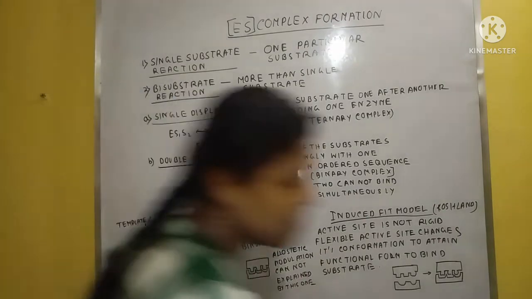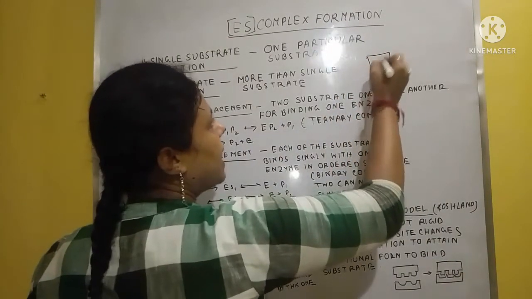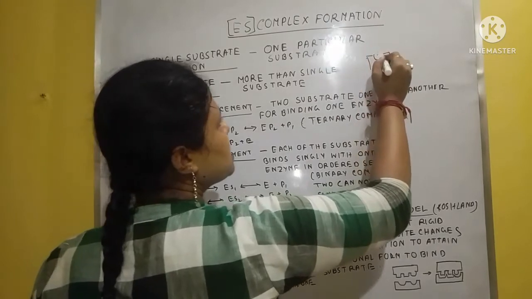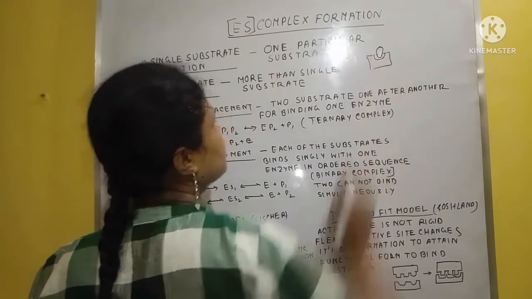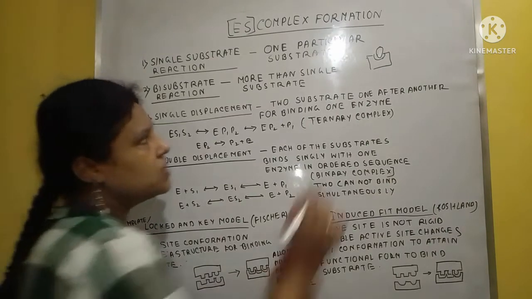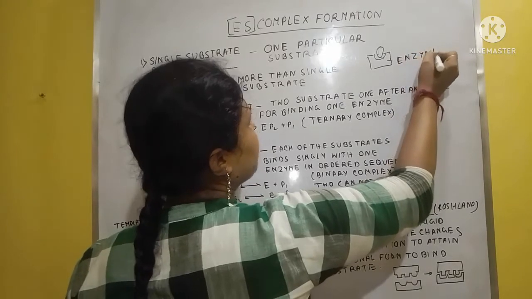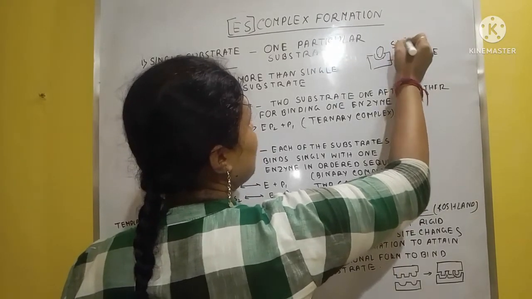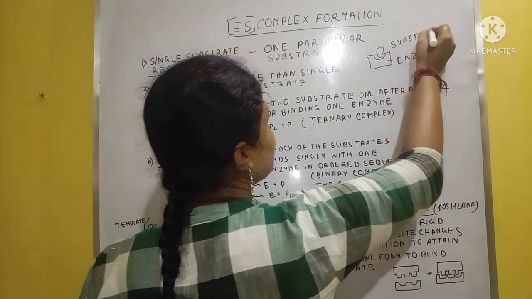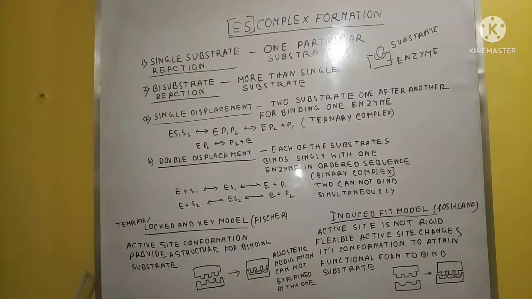First, the single substrate reaction. A single substrate reaction means only one enzyme and one substrate can bind here. Imagine this is the enzyme and this is the substrate. Only one substrate can bind with one enzyme. This is a single substrate reaction.